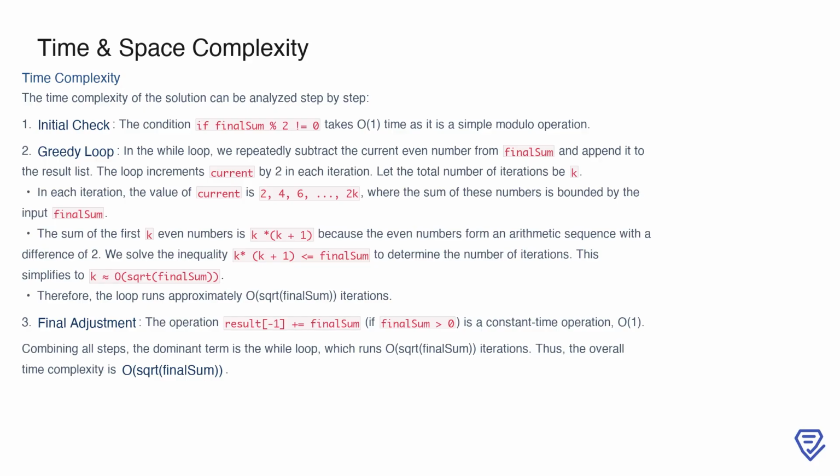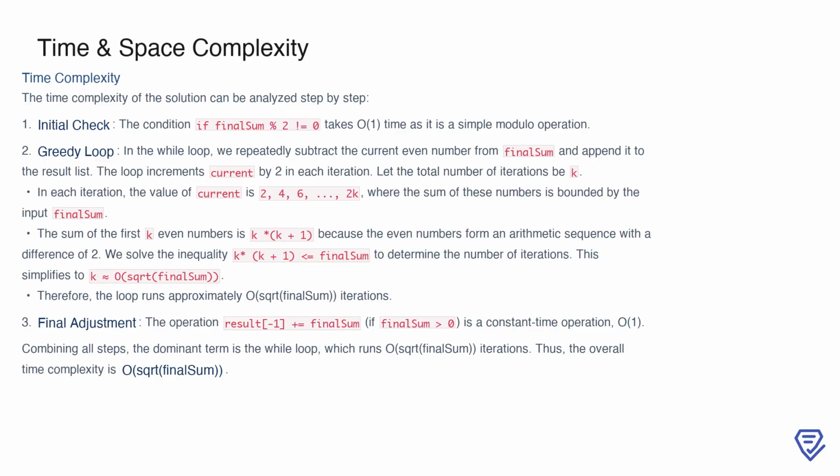Next, we have the greedy loop, where we repeatedly subtract the current even number from final sum and append it to the result list. In each iteration, the value of current increases by 2, forming a sequence like 2, 4, 6, and so on. The sum of these numbers is bounded by final sum, and this sequence can be represented as an arithmetic progression. Using the formula for the sum of the first k terms, we find that the number of iterations, k, is approximately proportional to the square root of final sum, or O(sqrt(final sum)).